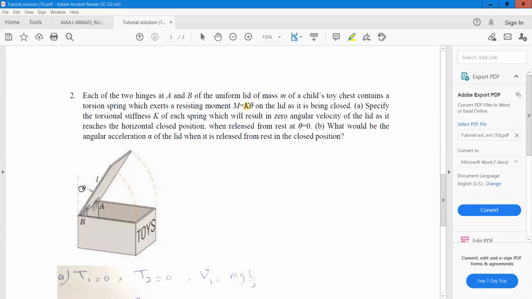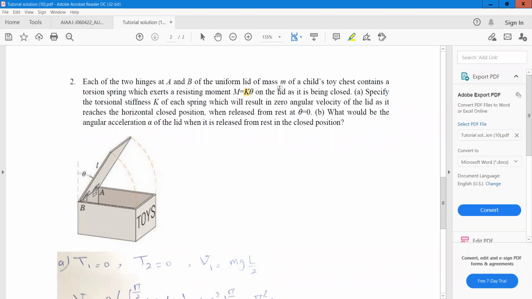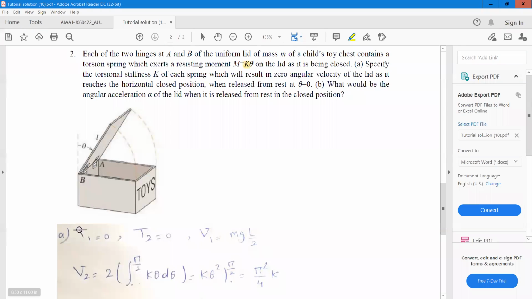When we release this lid from theta equal to 0, we want to calculate the k in a way that when it reaches theta equal to 90 degrees, again the velocity of the lid must be equal to 0. So we will have T1 equal to 0, because the lid will be released from rest. The final position kinetic energy is again 0, because we want to calculate k in a way that when the lid is at theta equal to 90 degrees, again the velocity must be equal to 0. So the kinetic energy must be equal to 0.